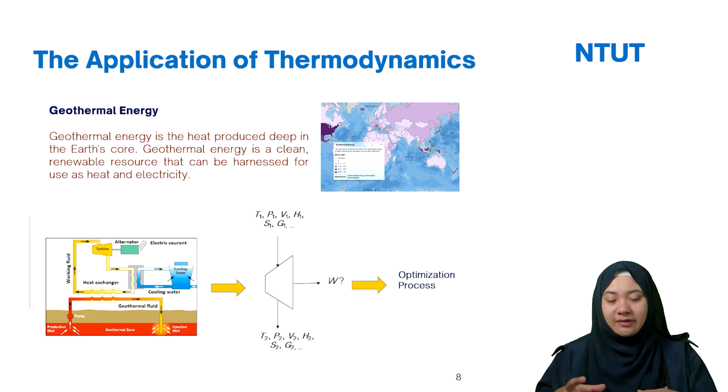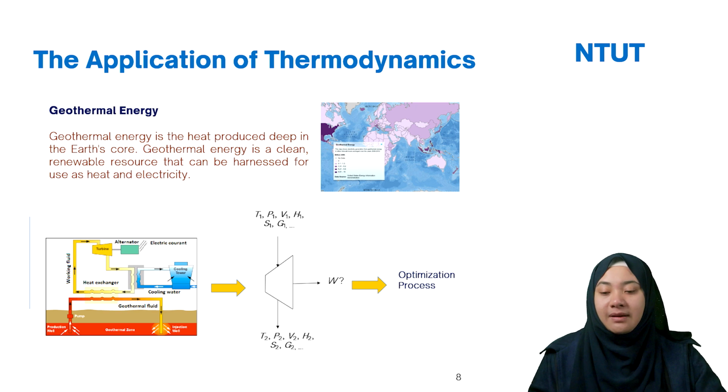If you want to convert some energy for electricity, it's better if you have more work. More mechanical energy produced is better. So you have the optimization process, you can optimize, and then you can have good efficiency for this process.